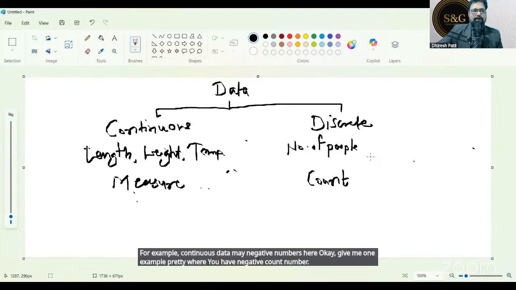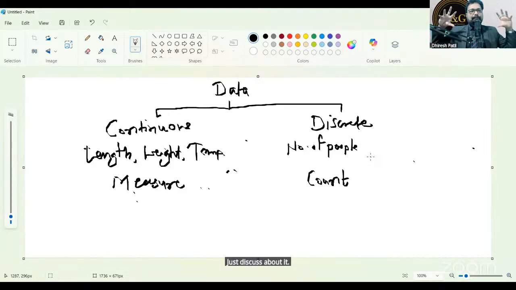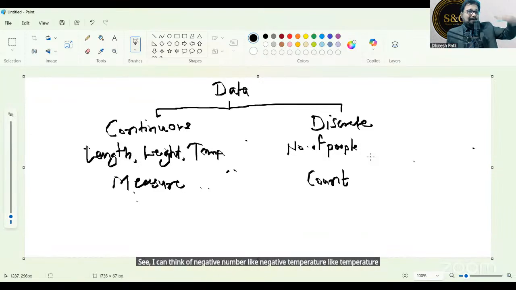Just discuss about it. If you have any process data which has a negative number which you are counting, can you think of anything like that? I can think of negative numbers like negative temperature. When temperature drops below zero, it becomes negative.